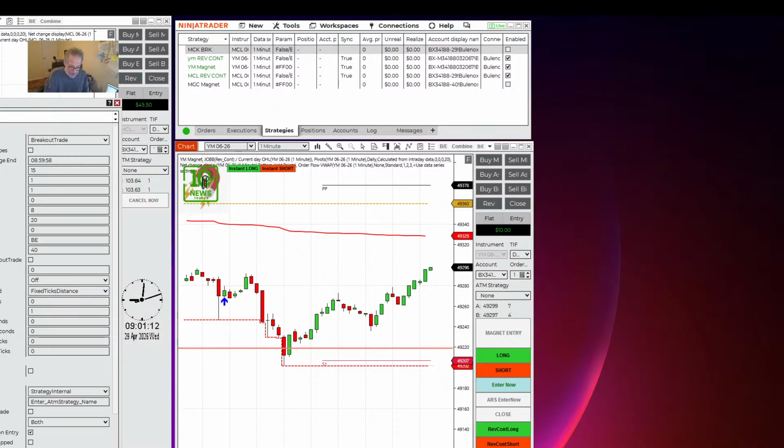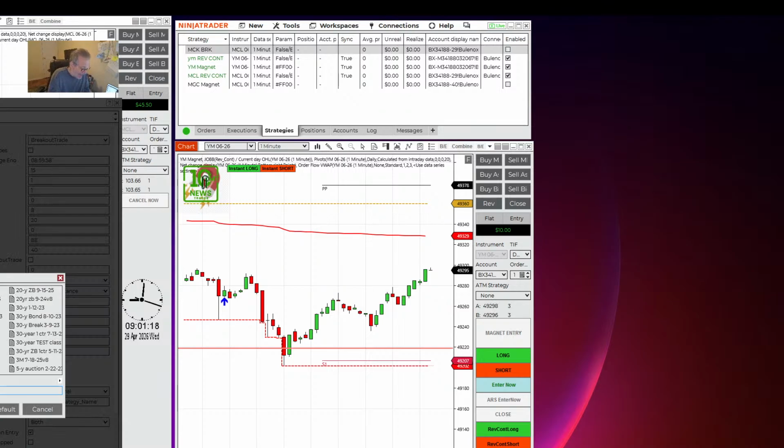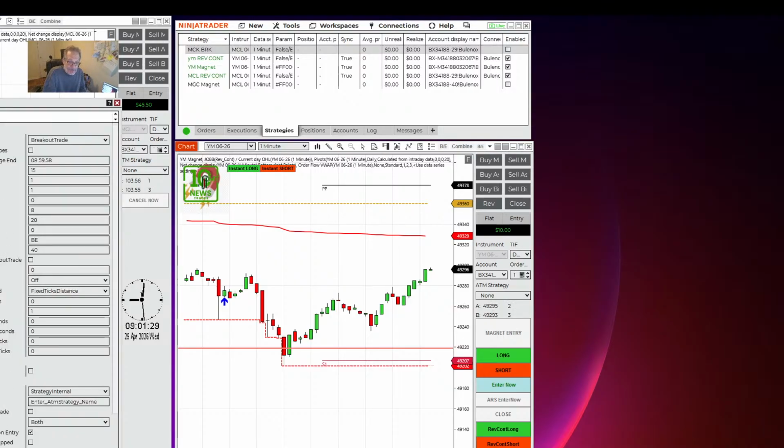Go to the word template. Go to the word save. And now I can type in MCL open, today's date, 4/29/26, and save it. Now, if I decide to trade oil with MCL on the open 2 weeks from now, and I forgot how I traded it, I just load my template in, and I have a perfect trade.